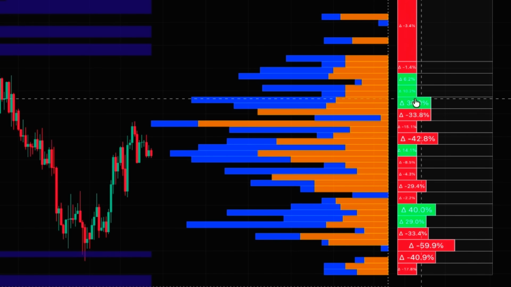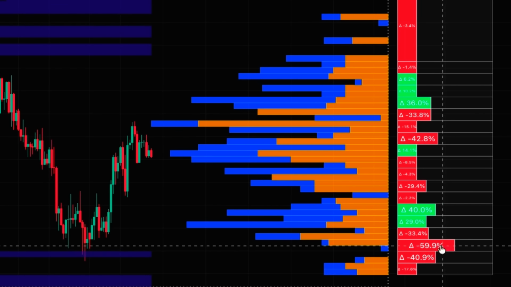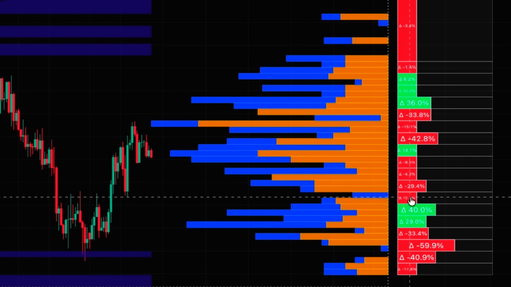When we have a strong positive delta, which is when they are green and showing a high percentage, it shows that in that price range buyers had control and dominated the market. And when we have a strong negative delta, which is when they are red and showing a high percentage, it tells us that in that price range sellers had control and dominated the market. Small percentages only tell us that they were slightly more active in that region, not very considerable.